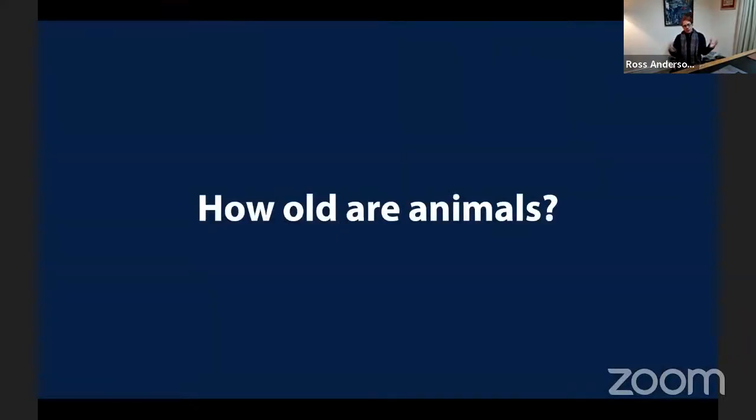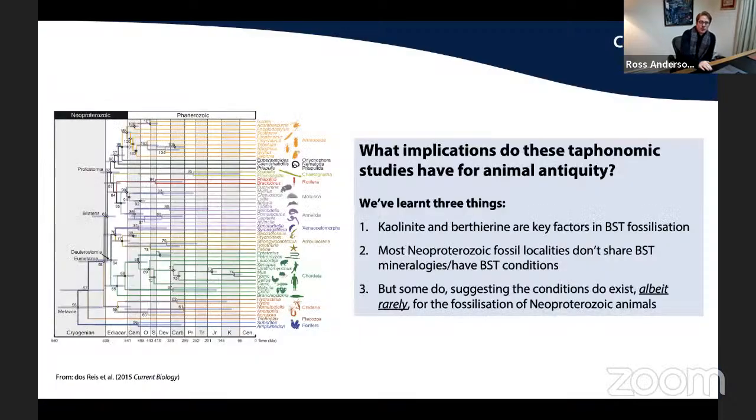So, returning to the first question I laid out, how old are animals? What do these taphonomic stories together tell us? Well, I think I've shown three things. Firstly, kaolinite and berthierine are key factors in Burgess Shale-type fossilization, playing multiple roles, either in the host sediment or directly attached to the tissues.